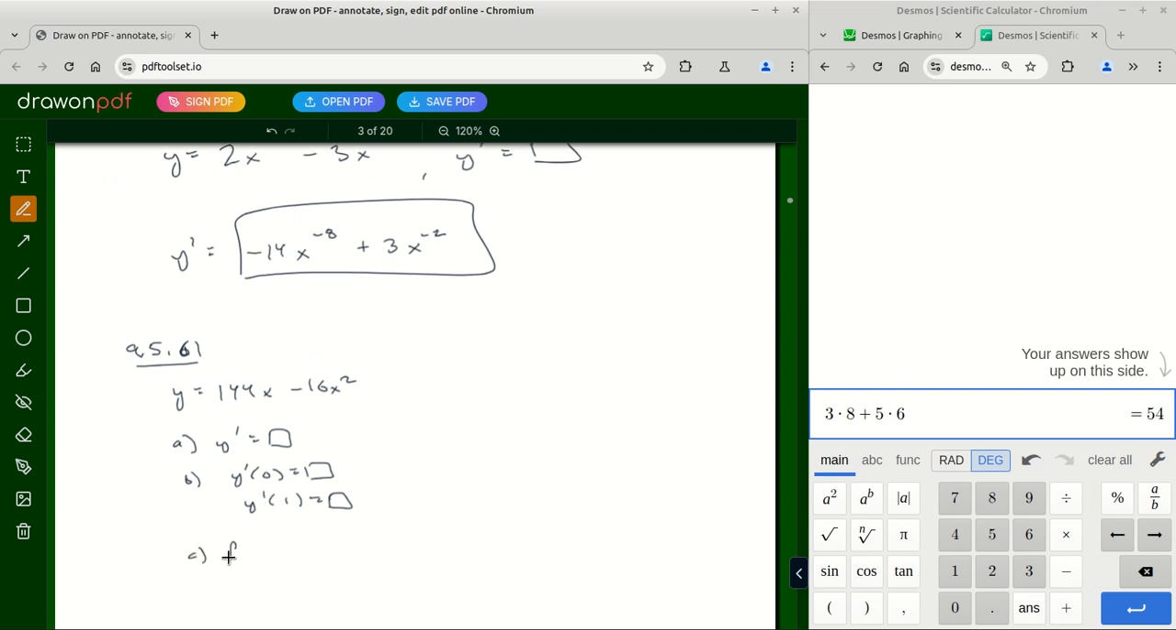And then it says find x equals blank when my y prime is equal to 0. So this is some good stuff here, but it's a little bit of work. We need y prime. So taking the derivative, I got a 144. And then this 2 is going to come down to make it a 32x.